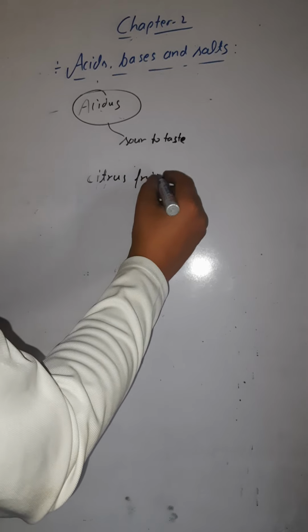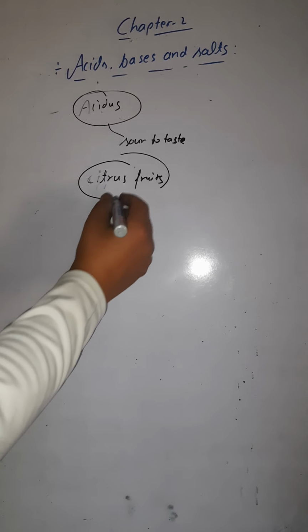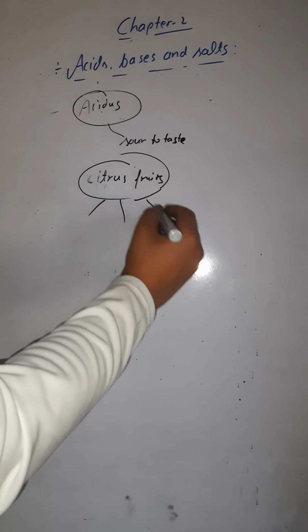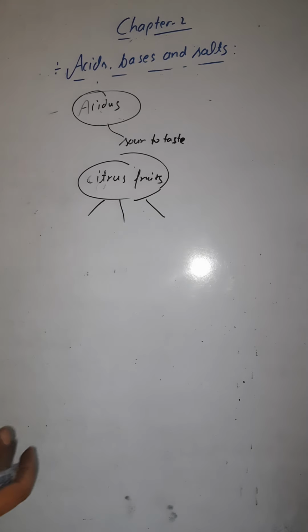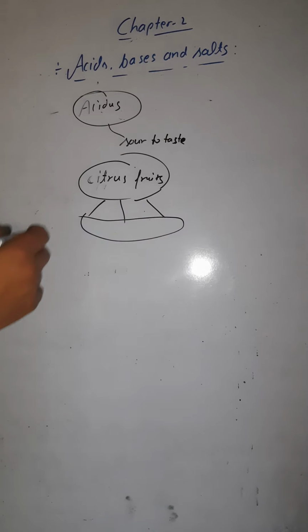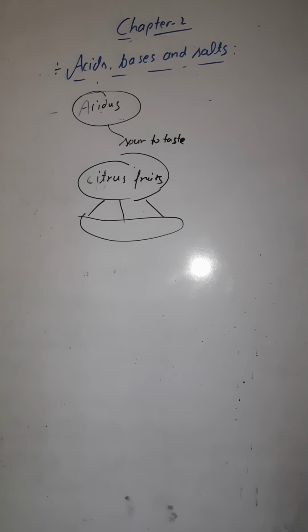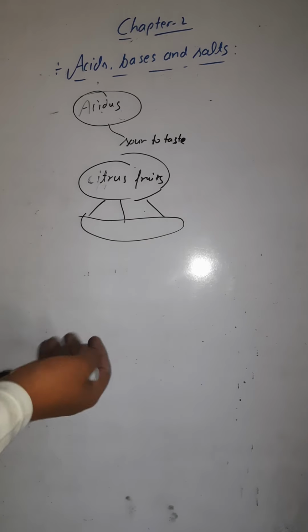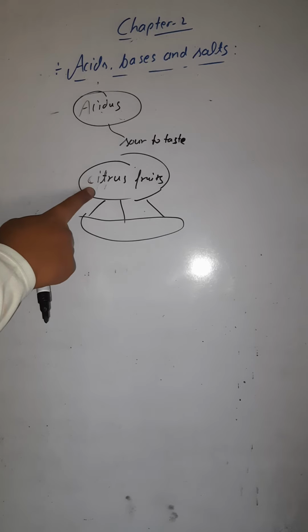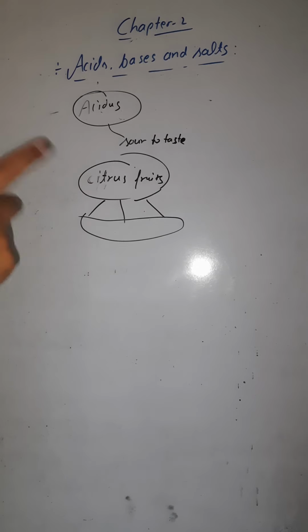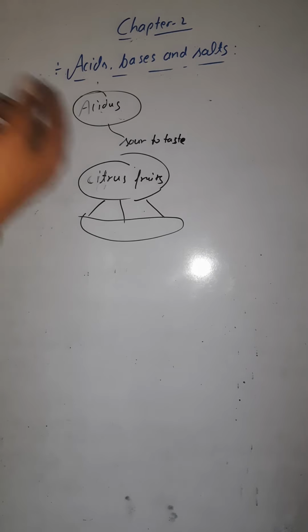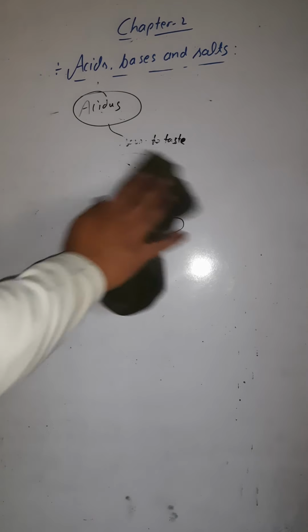Why do we call them citrus fruits? Like oranges, lemon, or unripened grapes, all these are called citrus fruits. Why do we call them citrus fruits? Because these fruits contain citric acid. So that is why we call them citrus fruits. Due to this, the taste of such fruit is sour due to the presence of acid.